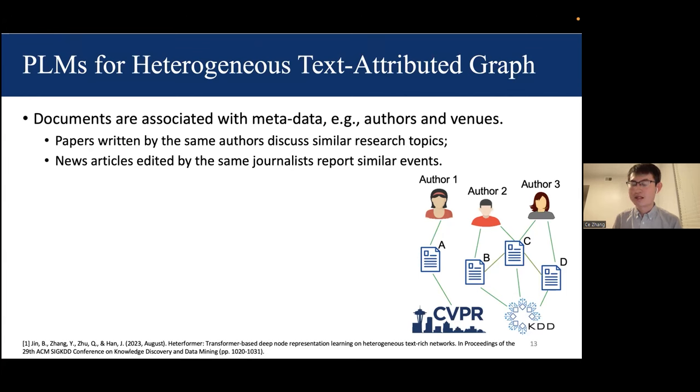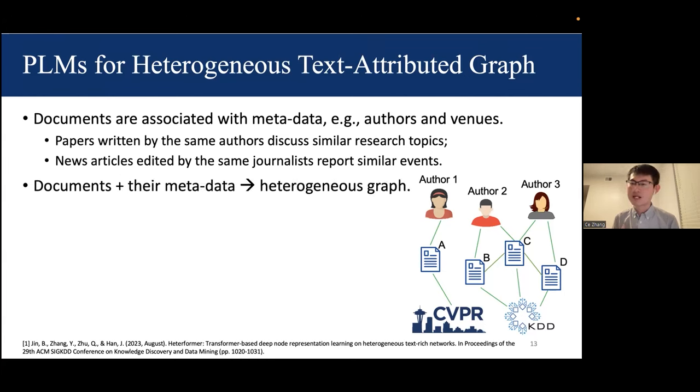For example, document A is published on CVPR. Then most likely this document talks about computer vision concepts. Similarly, documents B, C, D are published on KDD, so most likely they talk about data mining concepts. Similarly, for authors, if you know one is a computer vision researcher, then even though we don't read the content of the paper, we still can know paper A most likely talks about computer vision. So this is why we say, if you know the authors and venues, we can better understand the meaning of the document.